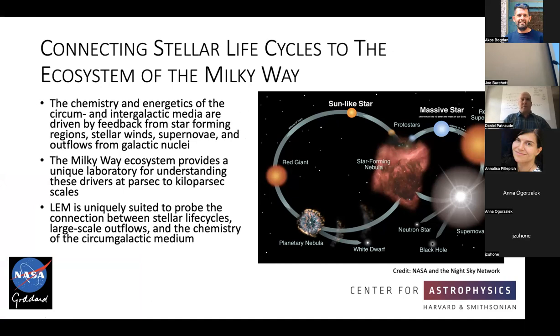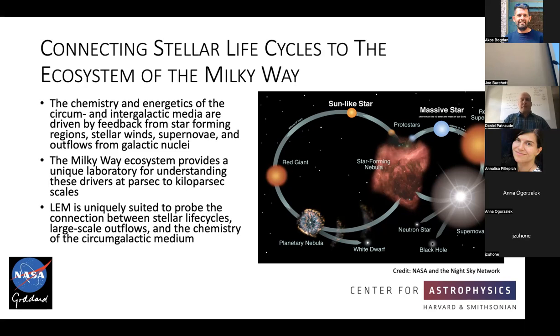Well, we have to remember that we're occupying a unique place in the universe where we're embedded in this Milky Way galaxy, and many of the processes which we observe in our own galaxy are those same processes that are going to drive the chemistry and energetics in circum and intergalactic media of other galaxies. And many of these processes are actually driven by feedback from star forming regions, massive winds of stars, or even solar type stars, supernova and their remnants, and then taking one step farther back, outflows from galactic nuclei.